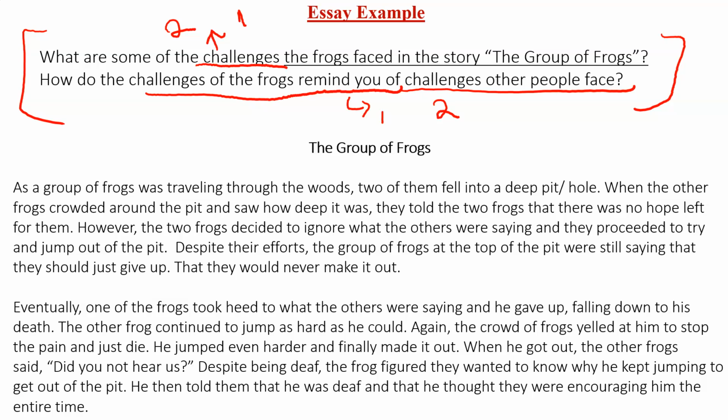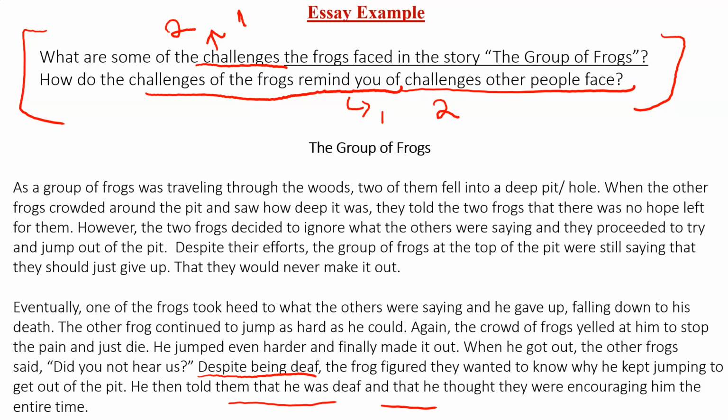Now, the group of frogs we all looked at before, and we were studying theme, right? And we had a whole different amount of themes and thoughts and ideas about the story. Essentially, the frogs were traveling together. 2 of them fell into a pit, and when the 2 were trying to get out of the pit, the others that didn't fall into the pit were discouraging them, telling them to stay down, to just die and give up. 1 frog gave up. The other kept trying. He eventually got out, and when he got out, the frogs wanted to know why or how he got out. And as I made the changes in the last part, he pretty much told them that he thought that they were encouraging him, even though he was deaf. So he just figured maybe they want to know.